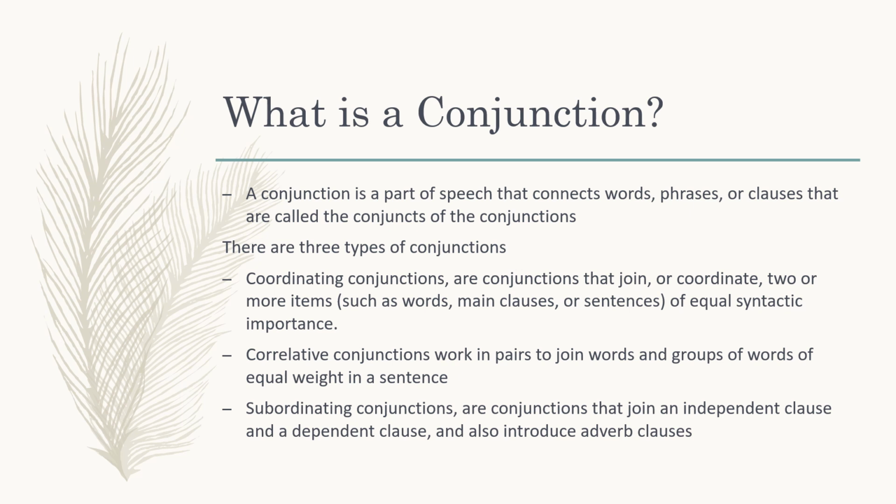First, coordinating conjunctions. Coordinating conjunctions are conjunctions that join or coordinate two or more items such as words, main clauses, or sentences of equal syntactic importance. Next is correlative conjunctions. Correlative conjunctions work in pairs to join words and groups of words of equal weight in a sentence. Next is subordinating conjunctions. Subordinating conjunctions are conjunctions that join an independent clause and a dependent clause and also introduce adverb clauses.